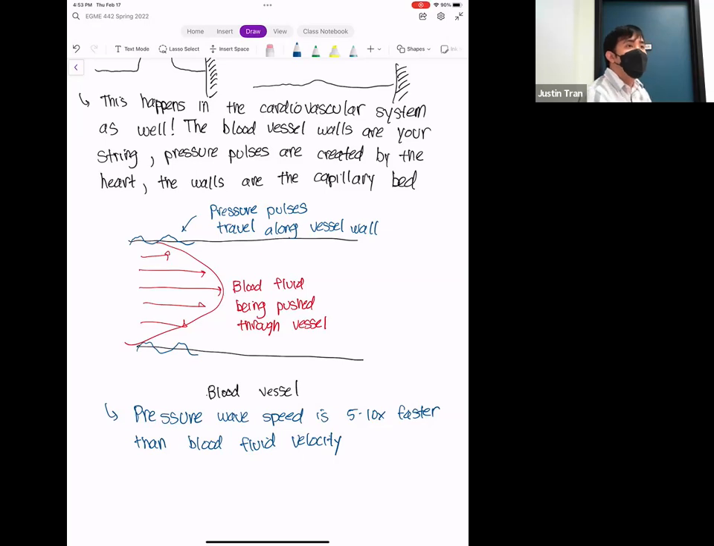I know that the blood flow speed is different in different places, but on average, what is the typical blood flow speed? The order of magnitude that's usually used is centimeters per second. It's going to be anywhere from about 5 to 50 centimeters per second, depending on the blood vessel.